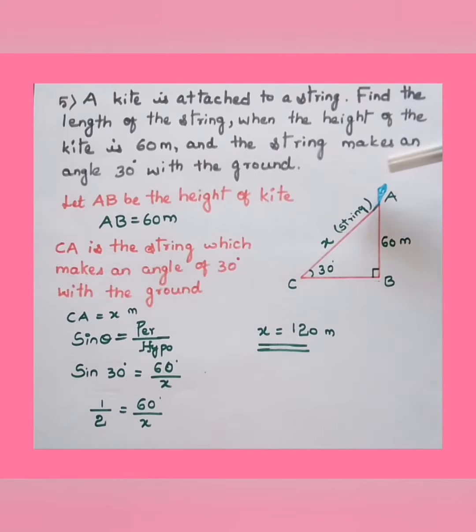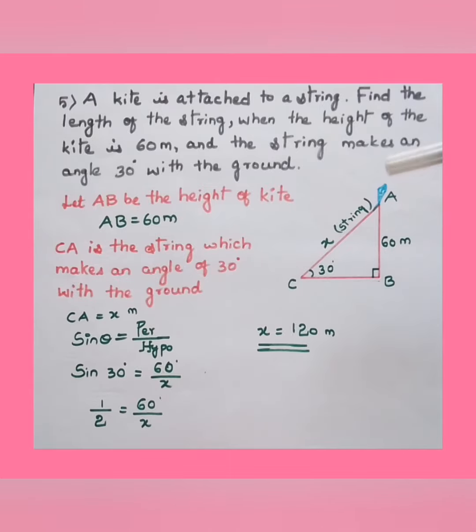A kite is attached to a string. So imagine this is a kite and there is a string which is attached, and we have to find the length of the string when the height of the kite is 60 meters from the ground. The string makes an angle theta with the ground, the angle 30 degrees. You can mark it. So this is the reference diagram and we need to find the x value. What are the two sides given? Hypotenuse and perpendicular are given in the diagram.